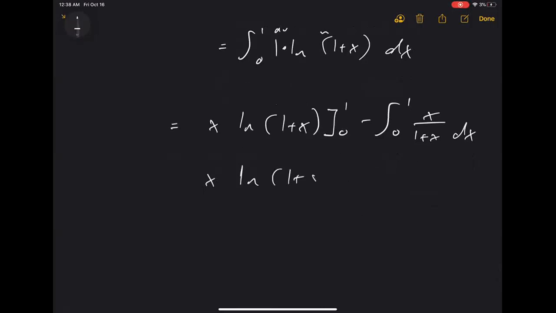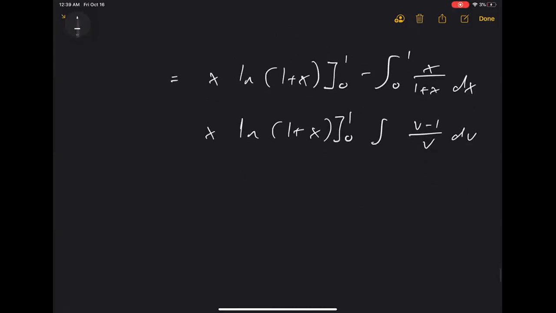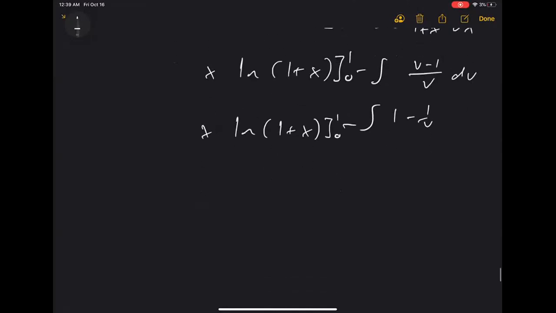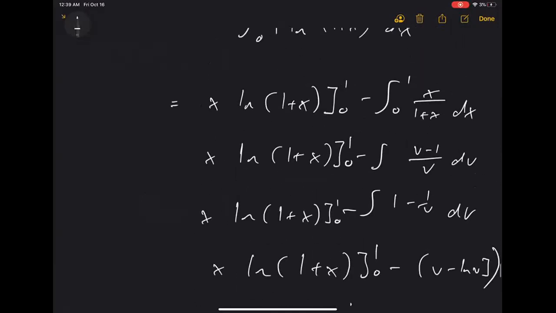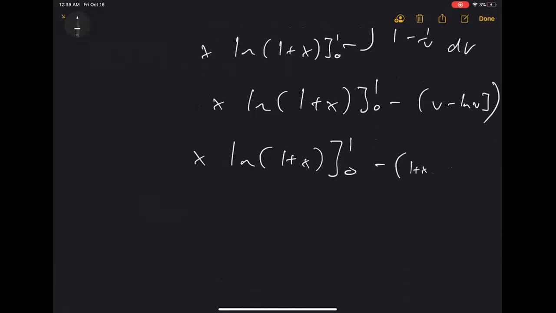This is x ln 1 plus x from 1 to 0. And then we could rewrite this as well, v minus 1 over v dv, which is the integral of 1 minus 1 over v. I'm getting sloppy here towards the end. It's the last problem, I'm trying to go fast. I undo my substitution. There's probably an easier way to do this, there's got to be an easier way to do this.